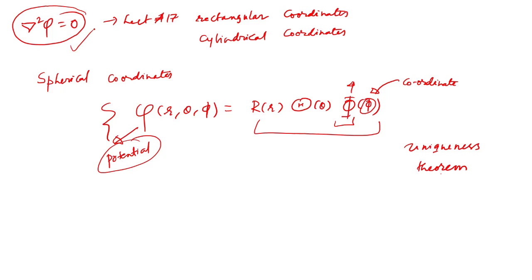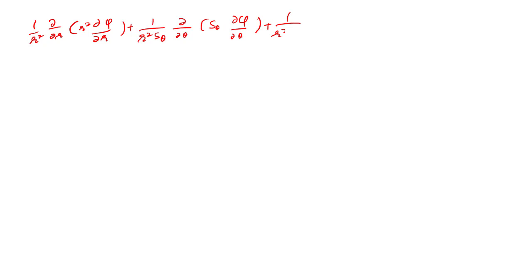And so I can write del square in spherical coordinates. We would have 1 over r square dou by dou r of r square dou phi by dou r, plus 1 over r square sine theta dou by dou theta of sine theta dou phi by dou theta, plus 1 over r square sine square theta dou square phi by dou phi square is equal to 0. This is the Laplace equation in spherical polar coordinates.